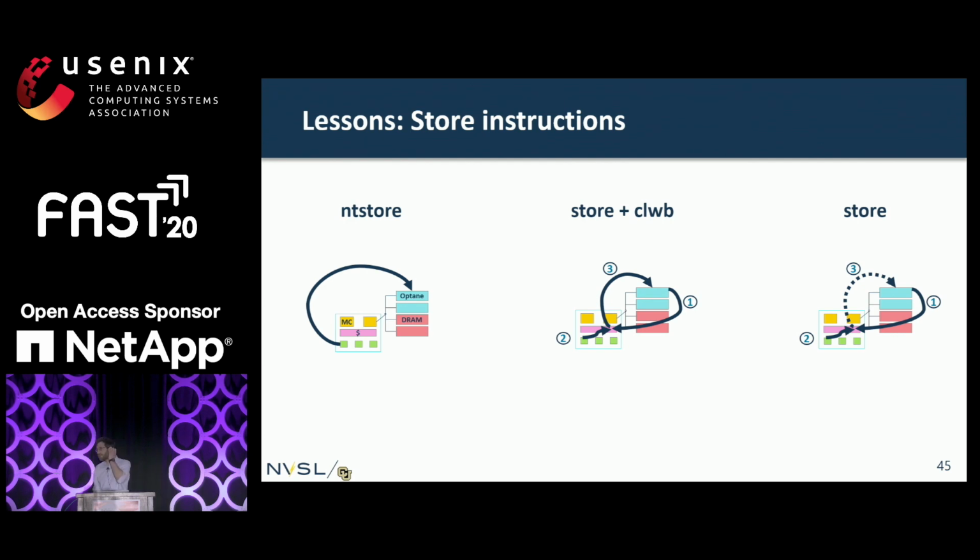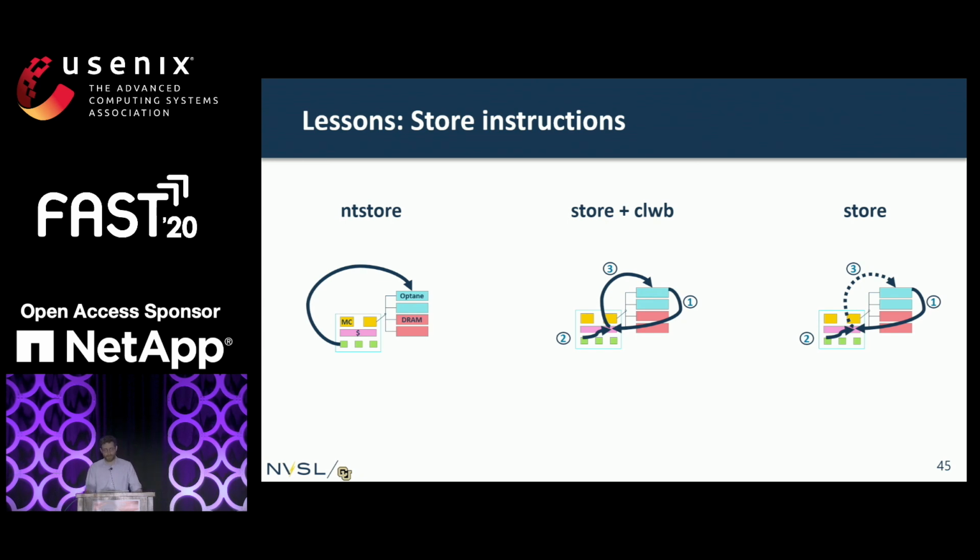The next way that we can access media is by doing a store and then evicting that cache line or cleaning that cache line using a cache line writeback, or CLWB. And the final way that we can write to media is we can just do a regular store, and eventually it's going to trickle out from the cache into media.